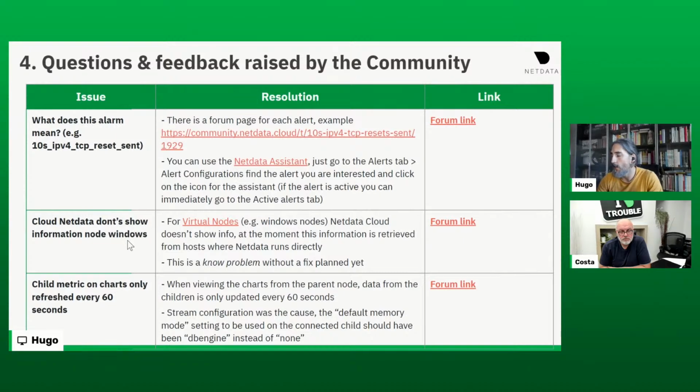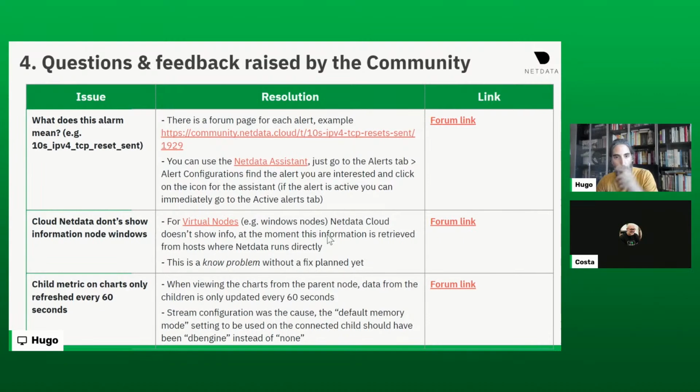There was a call out that Netdata Cloud doesn't show the information for Windows nodes. The Windows nodes are what we call virtual nodes. At the moment, when we show the node information, this is collected directly from the host where the agent is running. Being a virtual node, we are not yet collecting this. So we know it's a problem, but we don't have a fix planned yet. That's the reason why on virtual nodes you don't see those stats or information from the node where this is running.